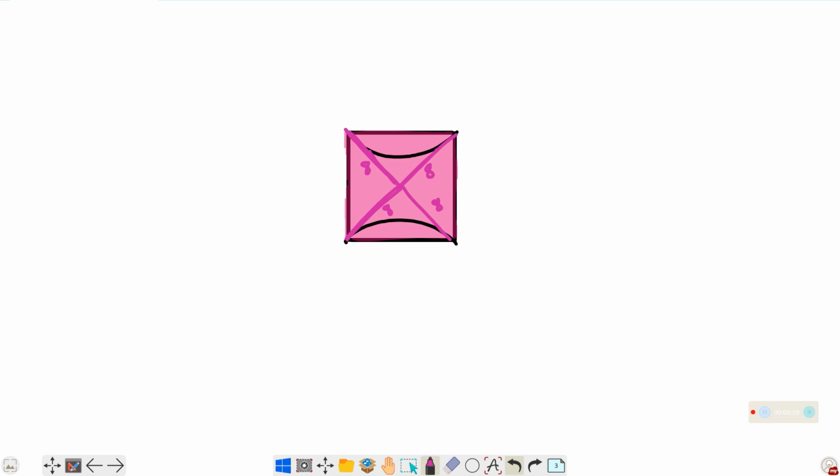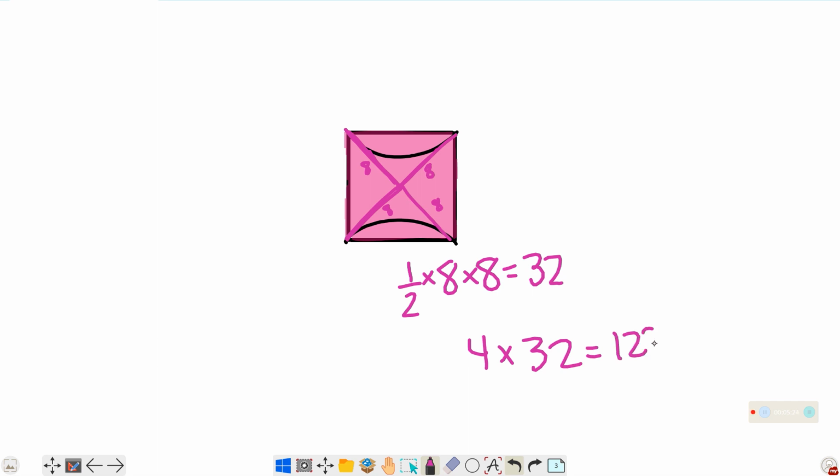Each triangle is an 8 by 8 triangle, but because it's a triangle, we also need a half. 8 times 8 is 64, and 64 multiplied by half is 32. But I have 1, 2, 3, 4 triangles, so I need 4 times 32, which gives me 128 centimeters squared.